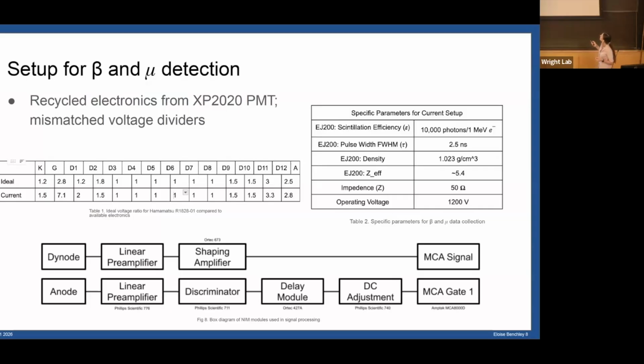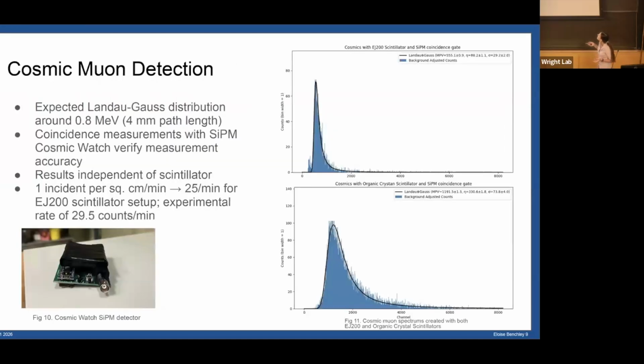Here are some general stats about our operating system, and here's a box diagram of the NIM modules that were used to collect the signal before going to the MCA. To make it clean, we used a discriminator as well as a shaping amplifier to get a clean pulse. So let's talk about cosmics.